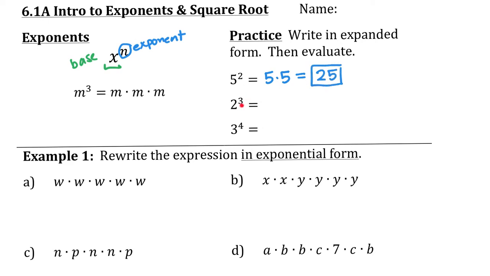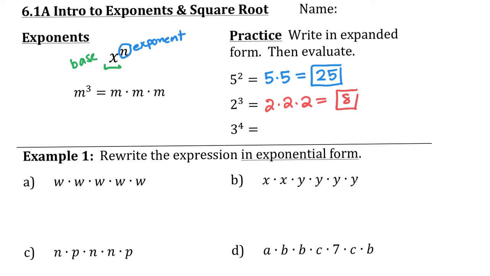This is saying exponent's 3, so multiply the base 2 times itself 3 times. So 2 times 2 times 2, which is going to be 2 times 2 is 4, and then 4 times 2 is going to give me 8 for my final answer.